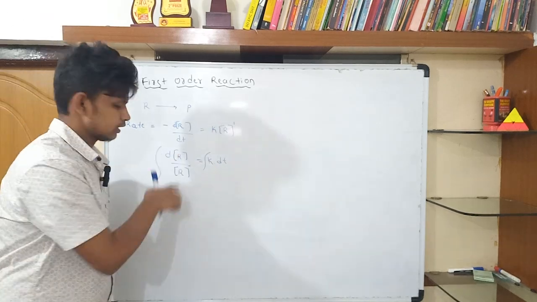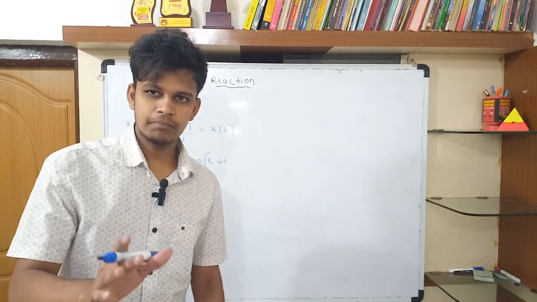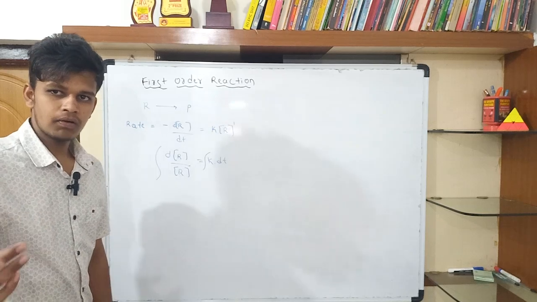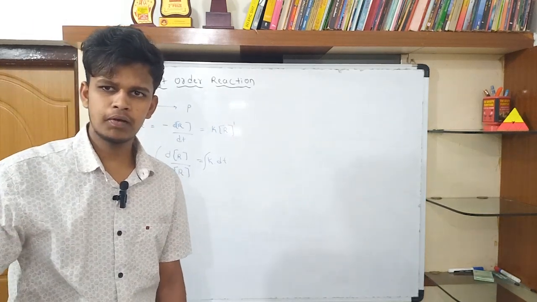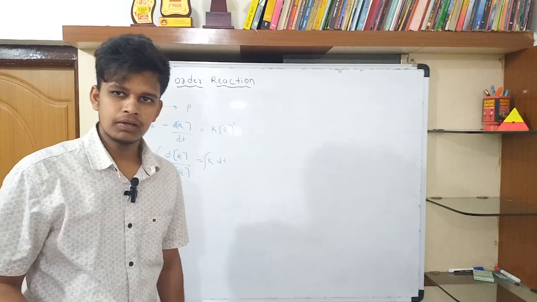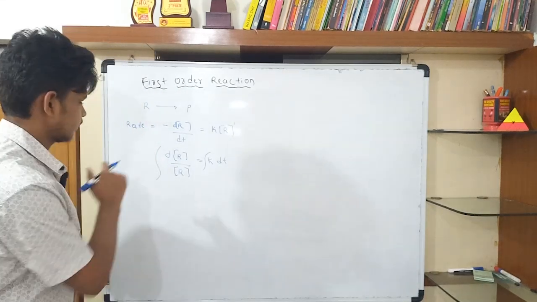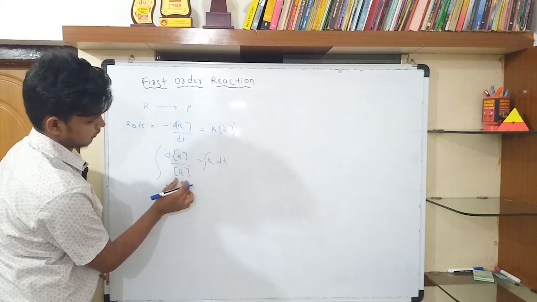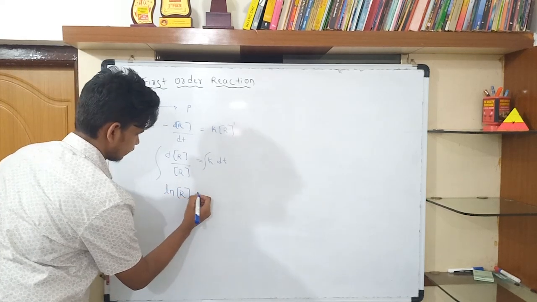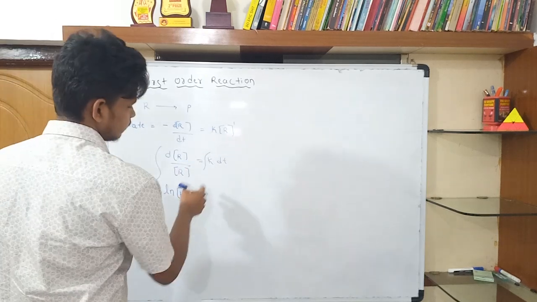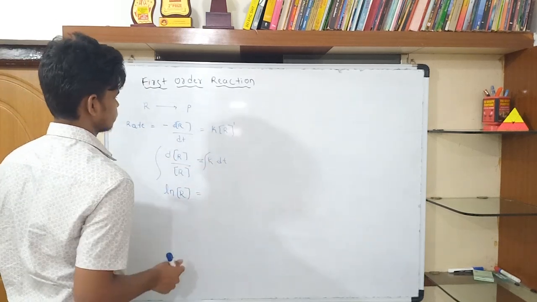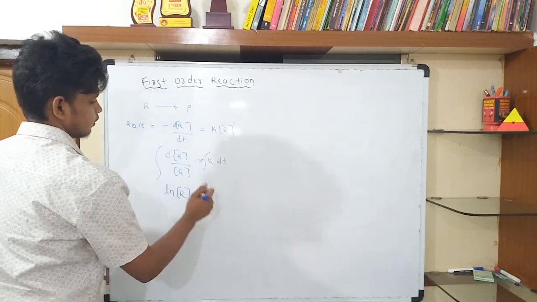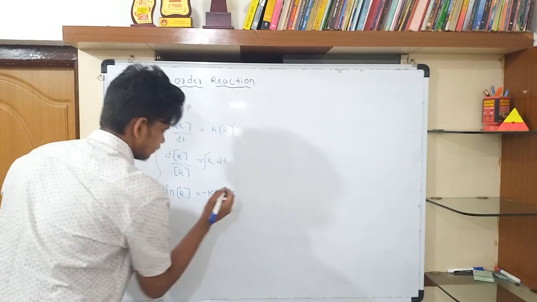You know the integration of dx by x, that means 1 by x into dx. It means we get log of x, or ln of x you can call it. Here we take ln only. In integration in maths we take log, now we are taking ln only. So it becomes ln of x, where x is the concentration of reactant, equal to the integration of, you put this outside, this here is minus, it is minus k. Here it becomes t plus the constant of integration.